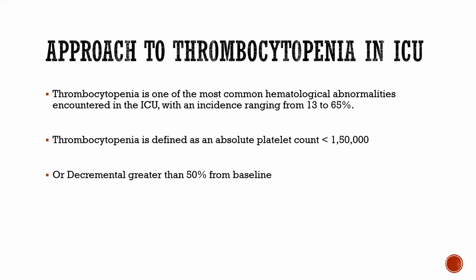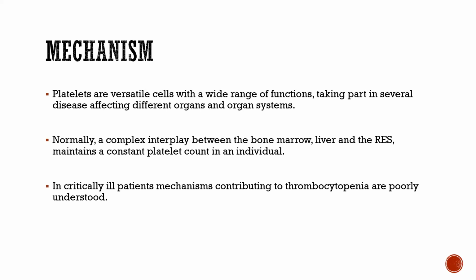Thrombocytopenia is one of the most common hematological abnormalities encountered in the ICU with an incidence ranging from 13% to 65%. So thrombocytopenia is defined as absolute platelet count of less than 1,50,000 or decremental greater than 50% from the baseline. So what is the mechanism behind?